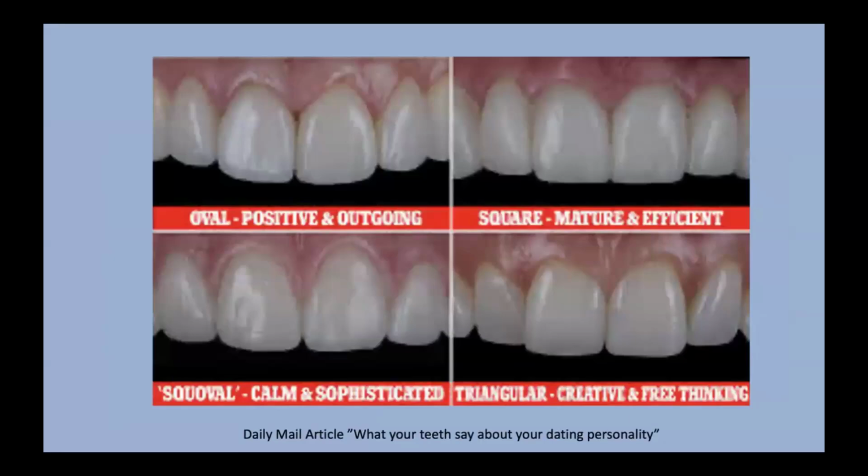And we can see this was a Daily Mail article that was what your teeth say about your dating personality. Are you mature and efficient, or are you calm and sophisticated? That's where we can go with just that smile. Apparently, your smile on your dating app profile picture can tell you more about anything than your write-ups. So people can be creative with how their teeth are.